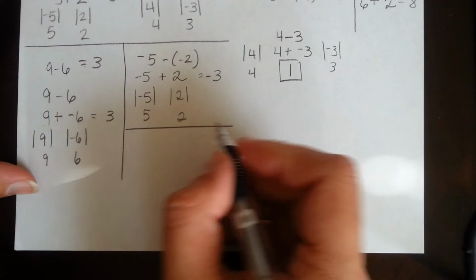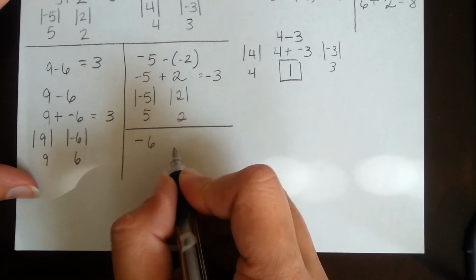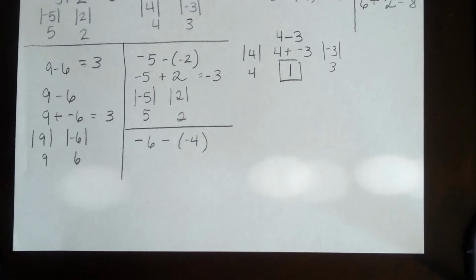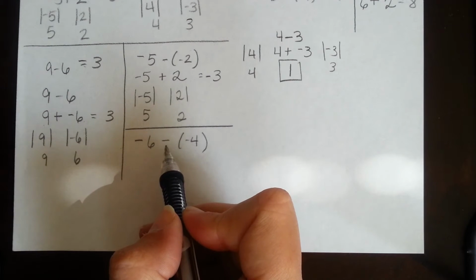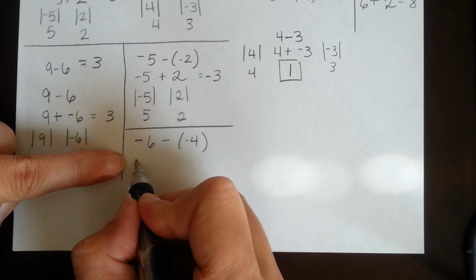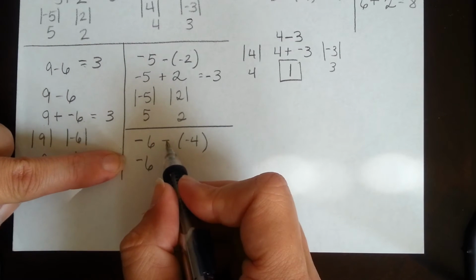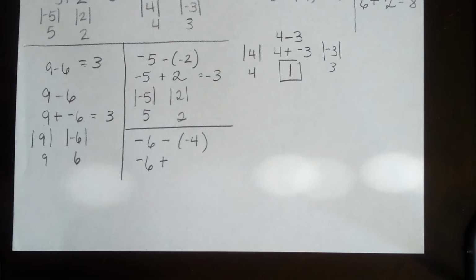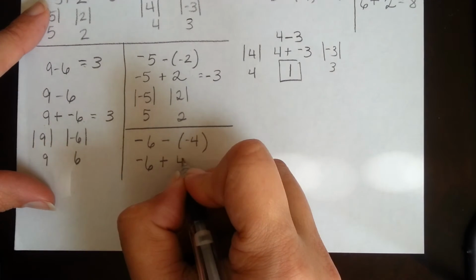The next one. We have negative 6 minus negative 4. So this is a subtracting problem. So I'm going to go to the subtraction side. It says leave the first term alone, so we're going to leave it at negative 6. We're going to change from subtraction to addition. And we're going to use the opposite of the second number. The second number here is negative 4. So its opposite would be a positive 4.